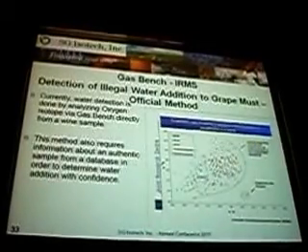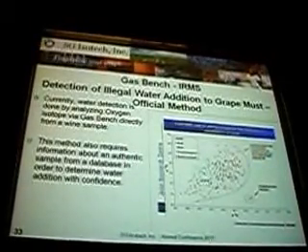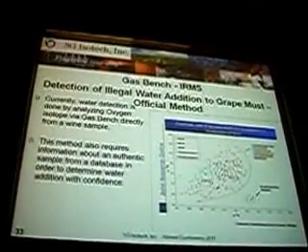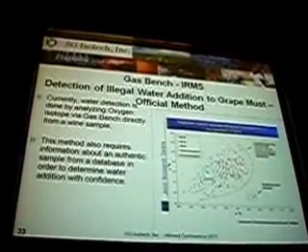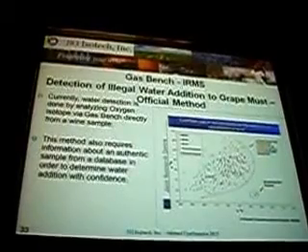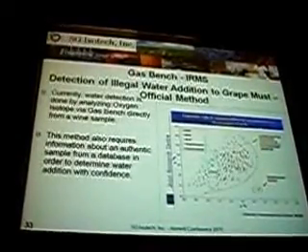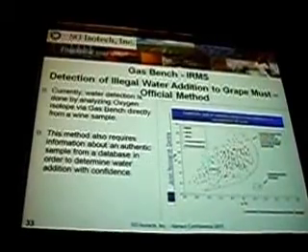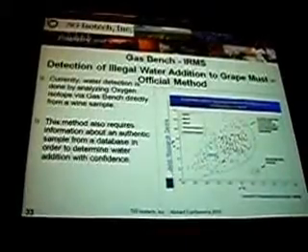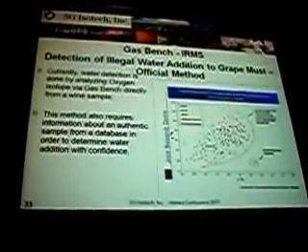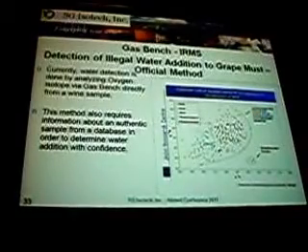Official method. There is an official method in the European Union which is used for detection of illegal watering in wine. It is based on an analysis of stable isotope of oxygen extracted from wine, and it is an equilibration method. They use gas bench, and what is the problem here?